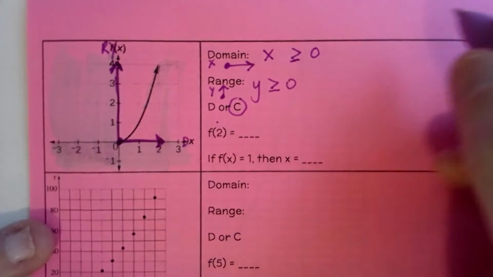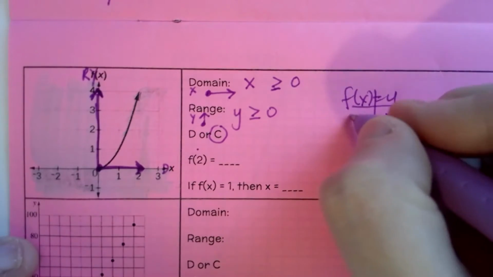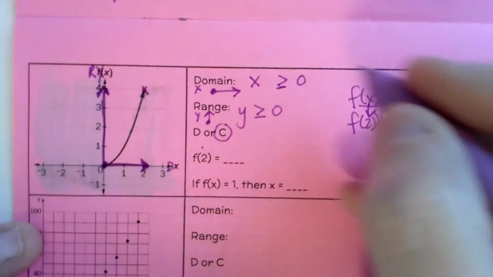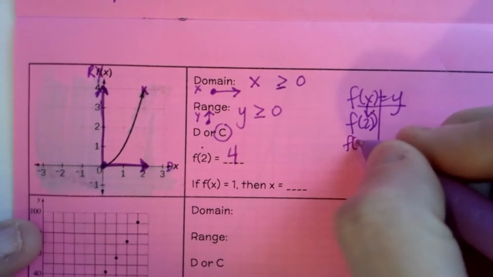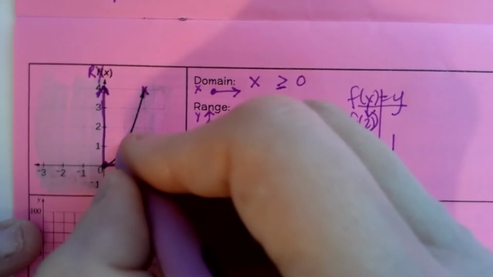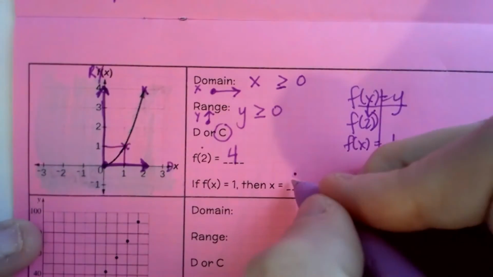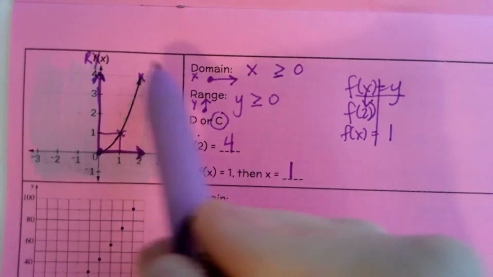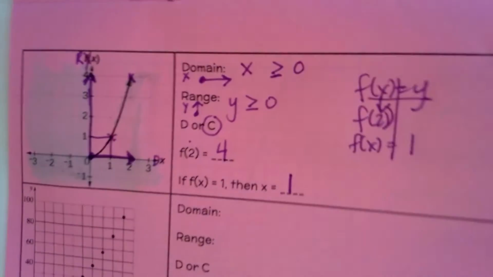So f of 2, again, f of x equals y. F of 2 means they gave me an x value. So when x is 2, y is 4. F of x equals 1: when y is 1, x is 1. Now, why is there not a symmetrical pair? Because on this graph, we don't see the other side of the parabola. If we don't see it on a graph, we don't use it.